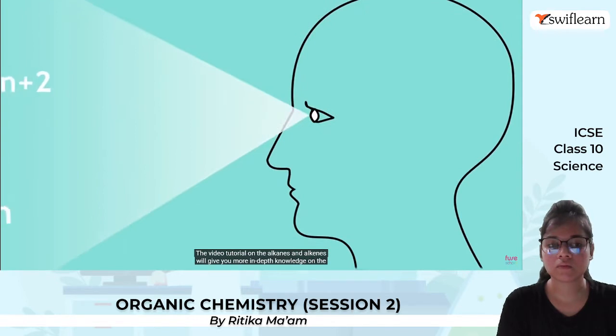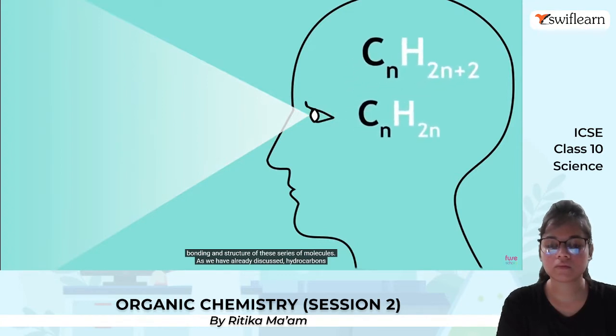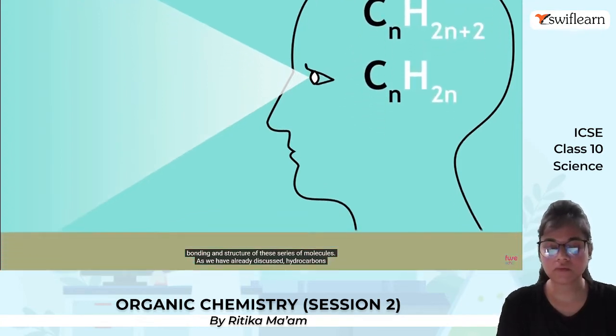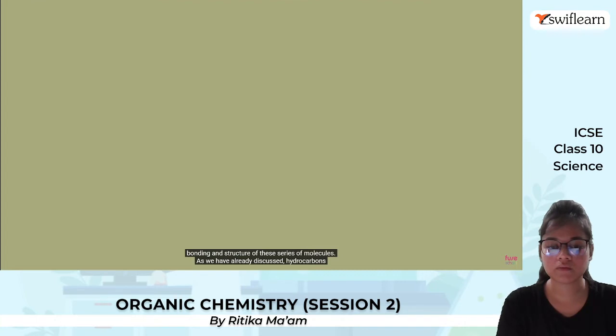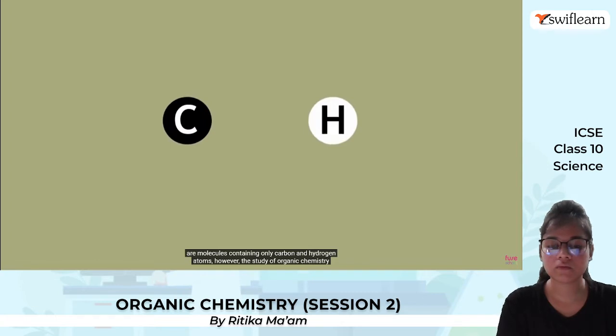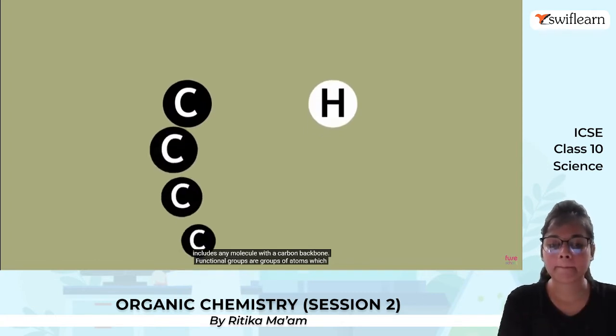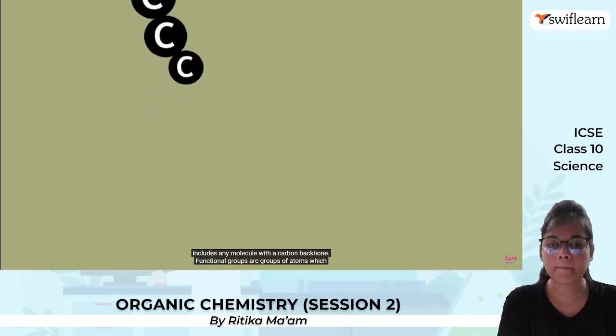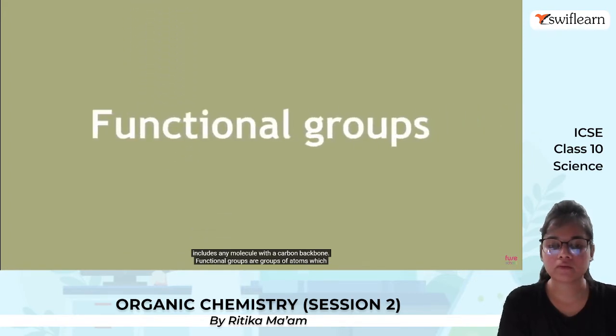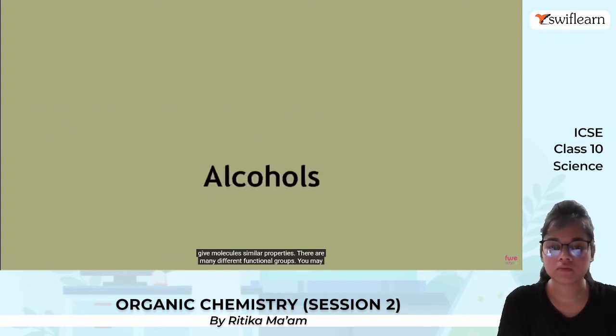The video tutorial on the alkanes and alkenes will give you more in-depth knowledge on the bonding and structure of these series of molecules. As we have already discussed, hydrocarbons are molecules containing only carbon and hydrogen atoms. However, the study of organic chemistry includes any molecule with a carbon backbone. Functional groups are groups of atoms which give molecules similar properties. There are many different functional groups.